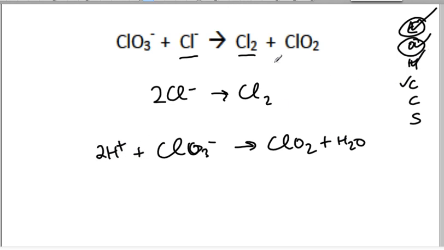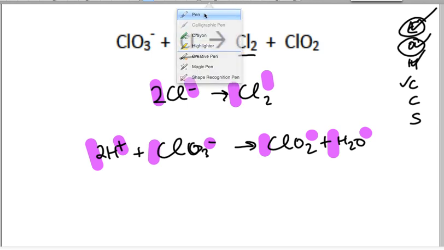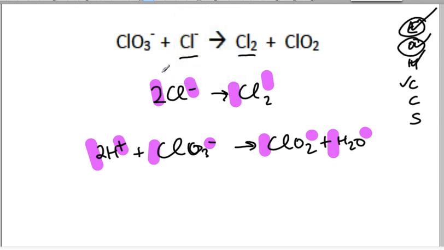Done. Now it's time for me to do charge. Coefficient, charge. Coefficient, charge. Coefficient, charge. So let's see what I got when I do that. 2 times the negative 1 is going to be negative 2 on this side. This is going to be 0.